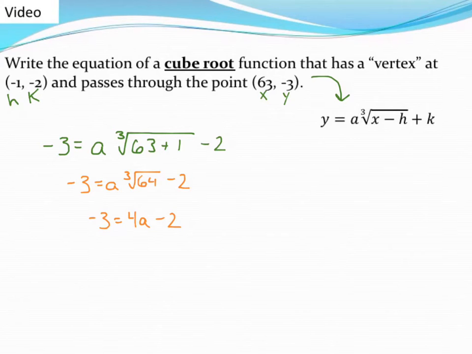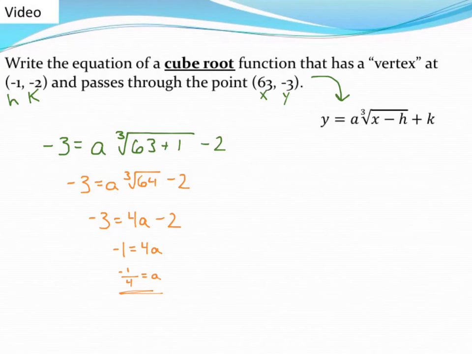So I'll add 2 to the other side. And then divide by 4. This time it doesn't divide out to be an integer, but that's okay. We can have an a value that's a fraction. So I get -1/4 as my a value, meaning my graph must have been reflected because of that negative value. And also it must be compressed because it's a value less than 1.